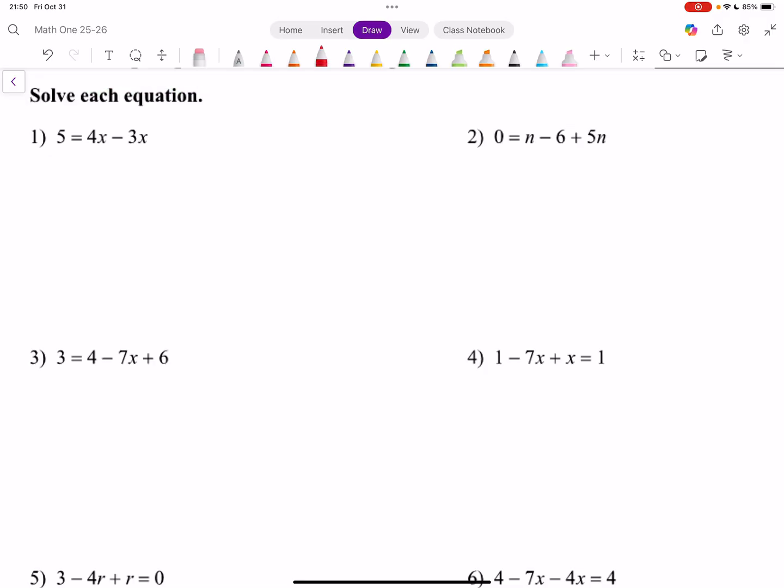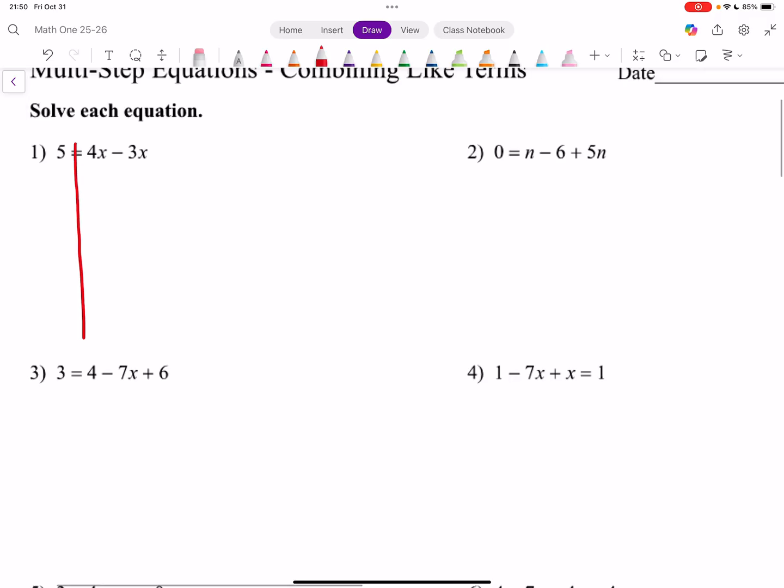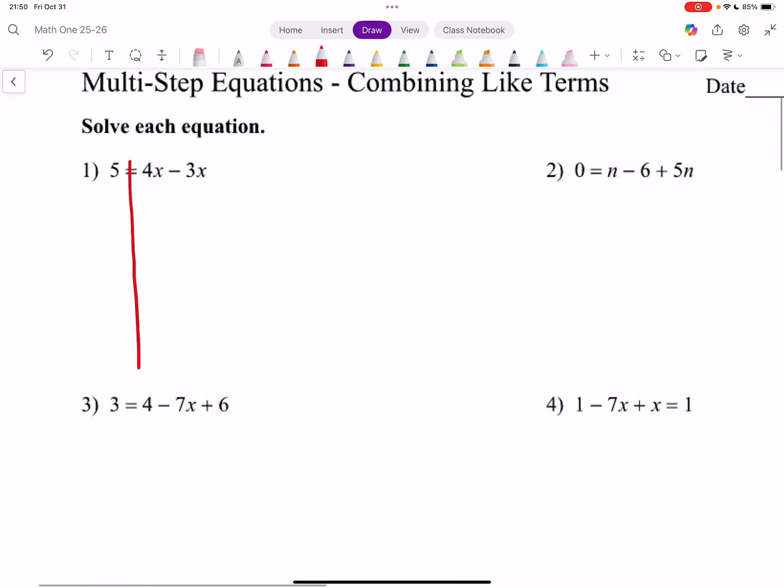Taking a look at example 1, I'm going to clearly show the left side of the equal sign and the right side of the equal sign so that I can ensure my equation remains balanced. Whatever operation I perform on one side of the equal sign, I must perform on the other. The first step is to determine whether or not there are any like terms to combine.